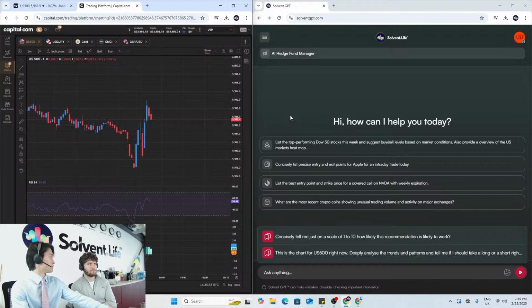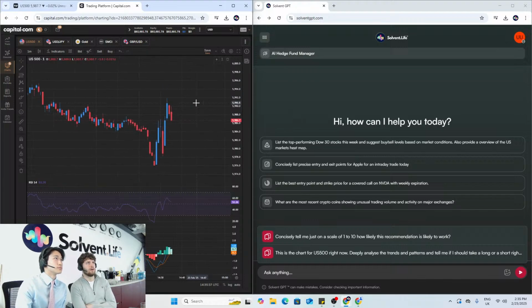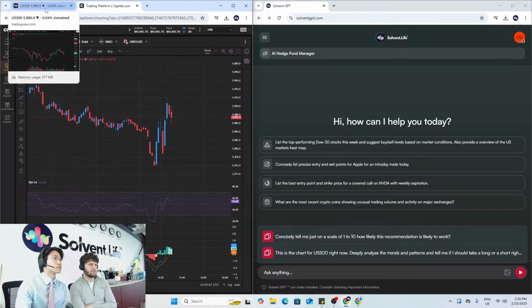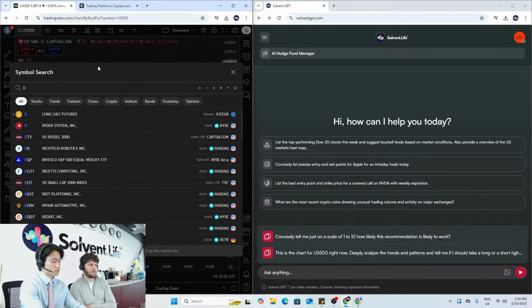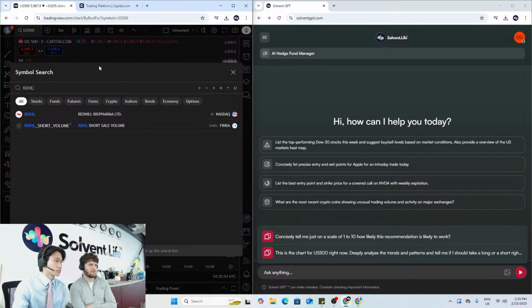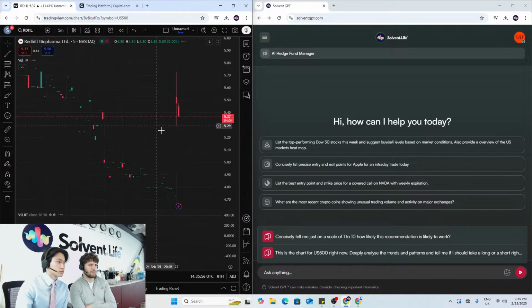I'll give you the wheel. Yeah, we've received a comment from Clean KC. He says RDHL short squeeze. Fantastic. We can definitely take a look at that. US 500 moving quite volatile. RDHL, Redhill Biopharma.